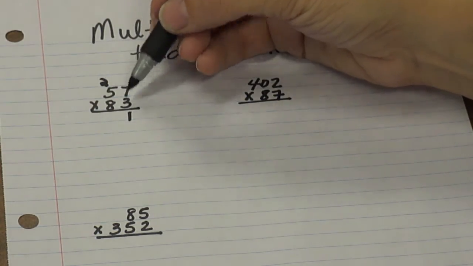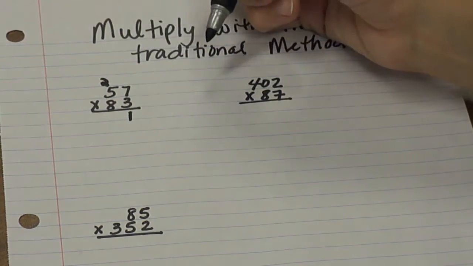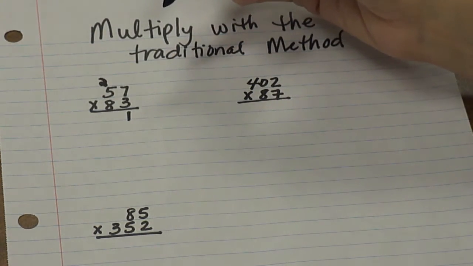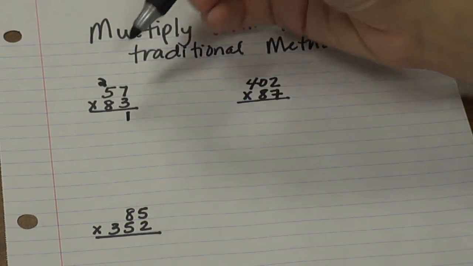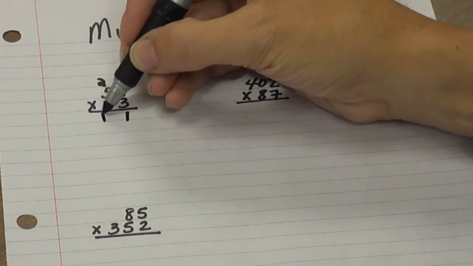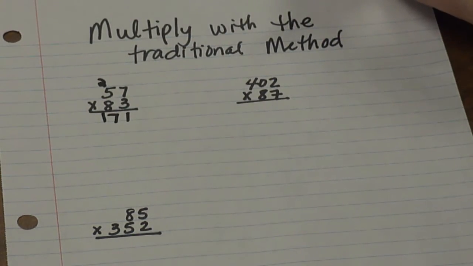5 times 3 is 15. It's kind of like 150. That's why it shifts over. Plus those extra 20 from before. 150 plus 20 is 170. But all we have to think about is 5 times 3 is 15 plus 2 is 17. There's my 170 because it's shifted over 1.